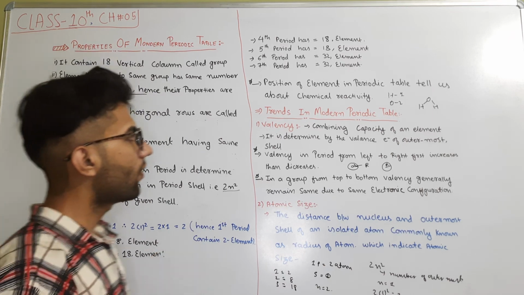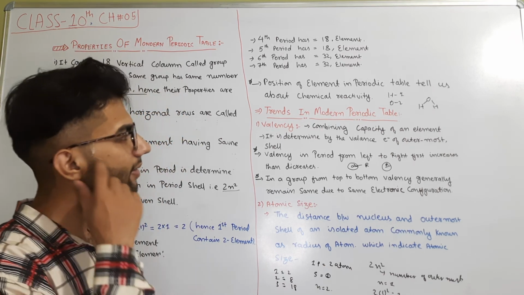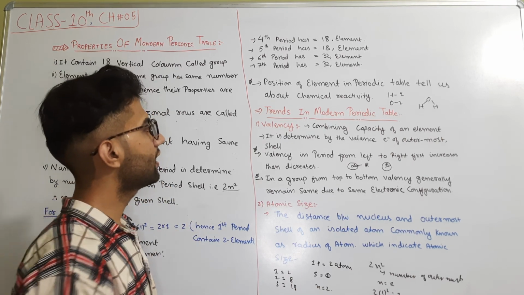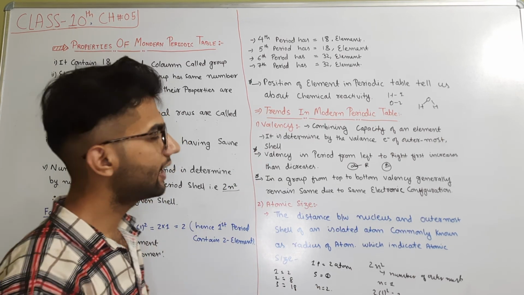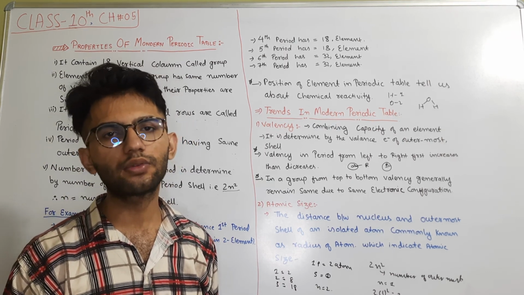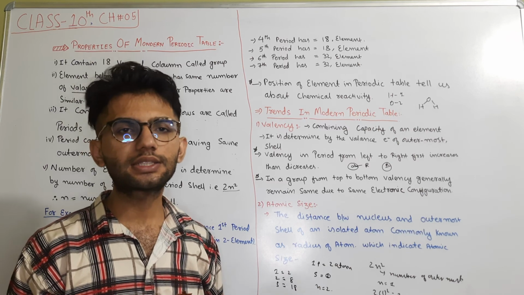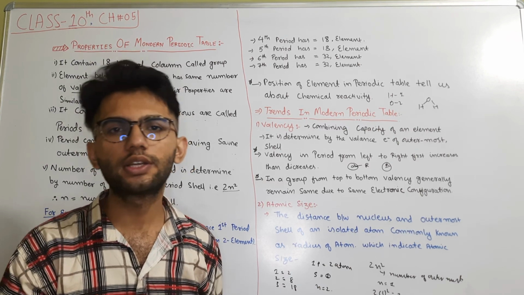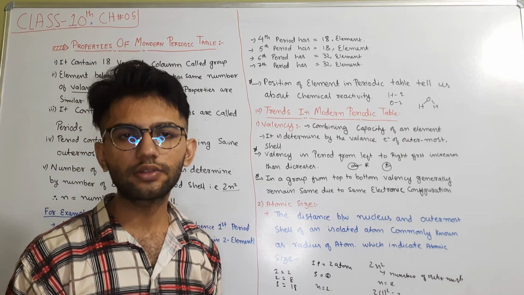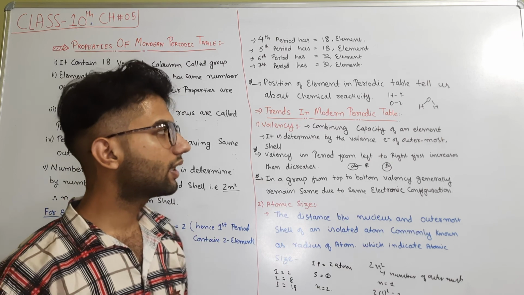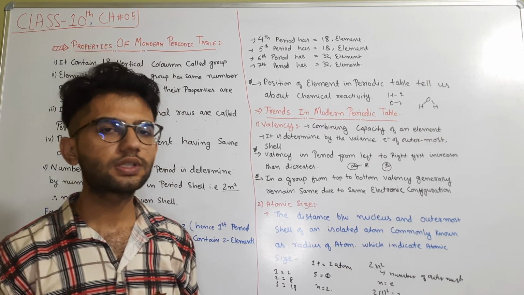Now what are the trends in the modern periodic table? There are some trends that repeat here. First one is the valency. Valency means the combining capacity of an atom or element. Each single atom or element combines with a certain number of further atoms or elements, and that is the valency of a particular atom. Why is there a concept of valency?